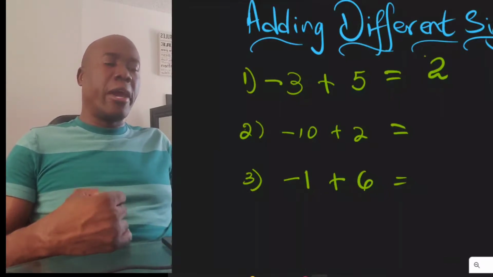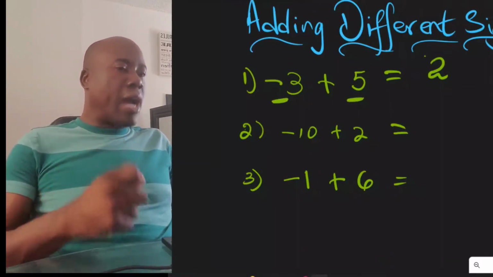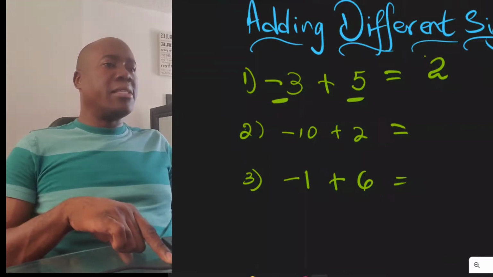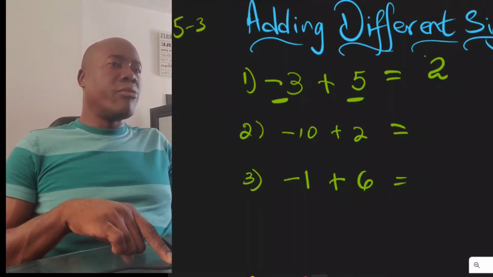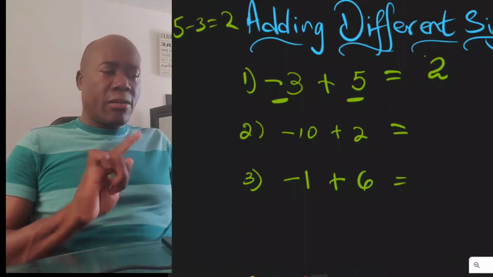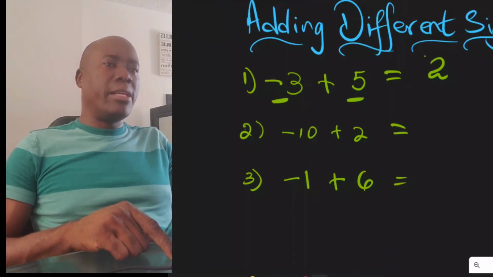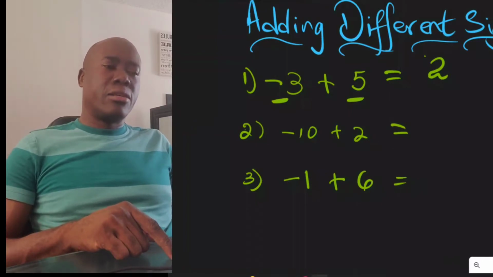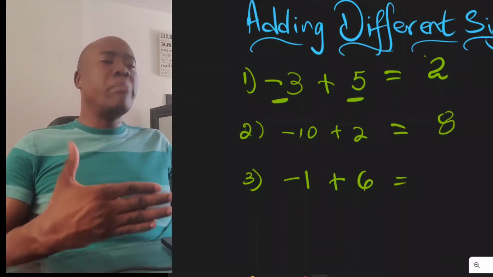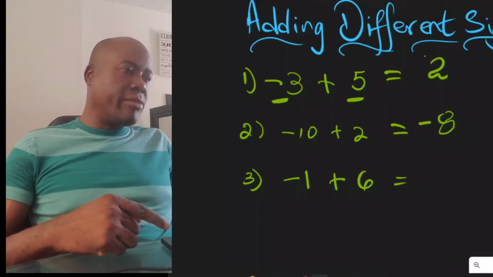Another way we could look at it is to say, okay, when we're dealing with different signs like -3, +5, we ignore the signs, subtract, and keep the sign of the numerically larger number. So we're ignoring the signs, taking the 3 from the 5, and that is a 2, and then we keep the sign of the numerically larger number, which would have been the 5. All right, let's look at this one. -10 plus 2. Ignore the signs, subtract. We're going to get an 8. And then we keep the sign of the numerically larger number, which is 10. So it's going to be a -8.